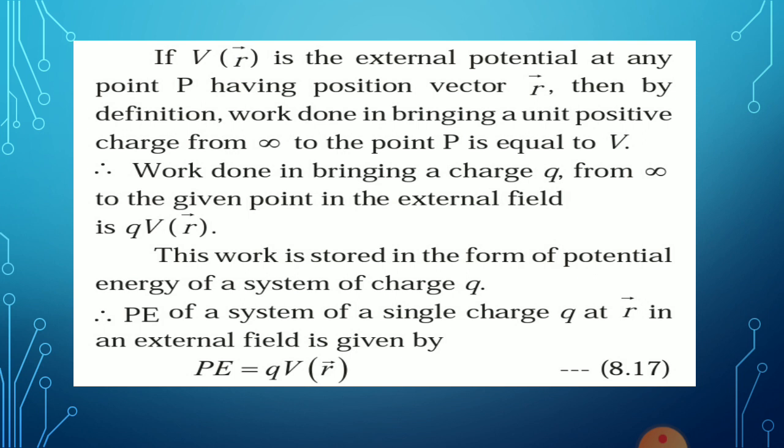vector r bar. Then, by the definition, work done in bringing a unit positive charge from infinity to point P is equal to V. That is, V is the potential from bringing a unit positive charge from infinity to point P. At that time there is potential V. So, work done in bringing a charge Q from infinity to a given point in the external field is QV of r bar.